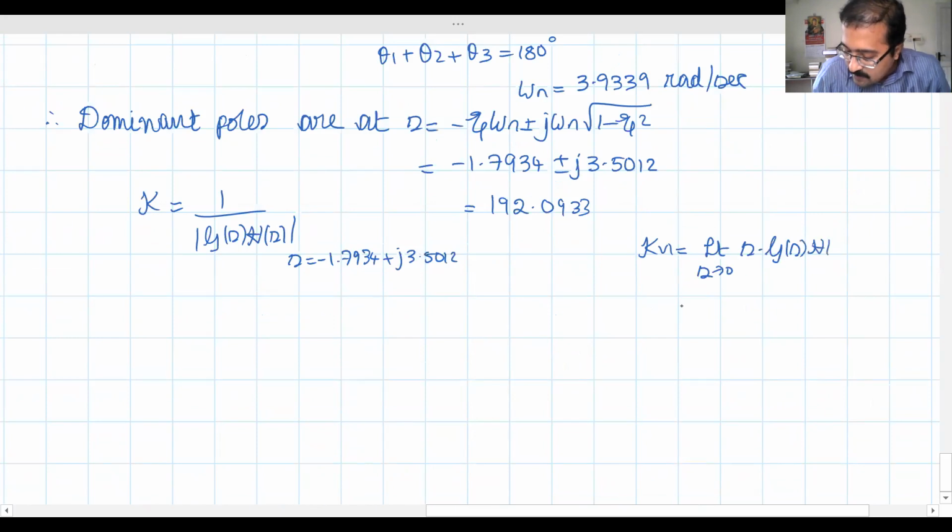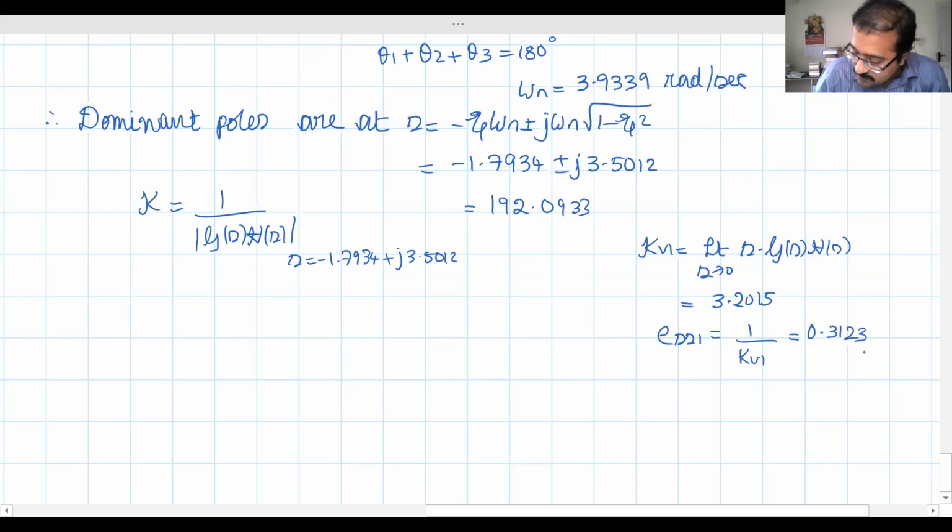The K value we had already found, 192 point something. If you substitute that, you will get Kv1 as 3.2015. So what is the static error? Ess1 will be 1 divided by Kv1, and that will be 0.3123. That is the steady state error for the uncompensated system.